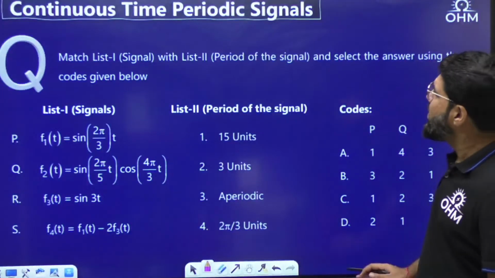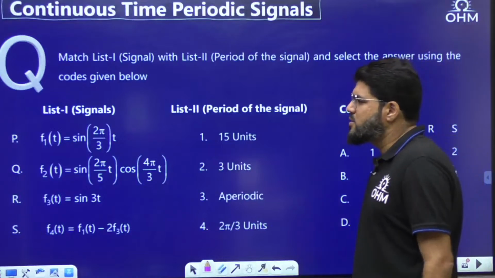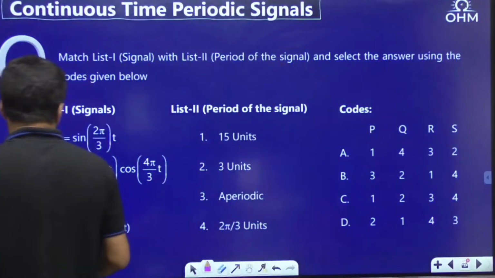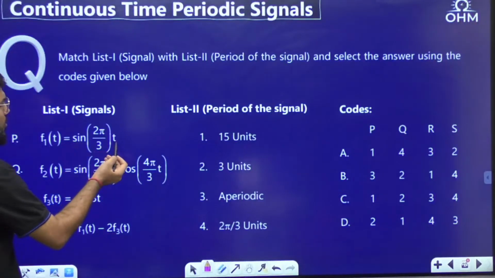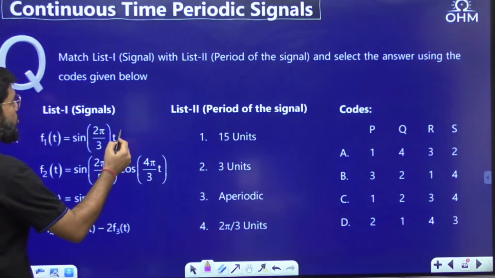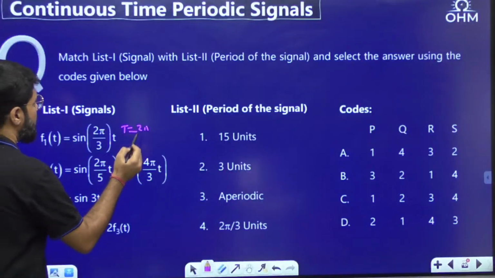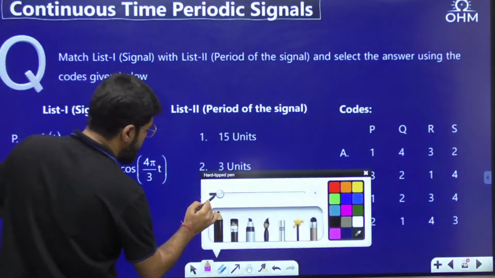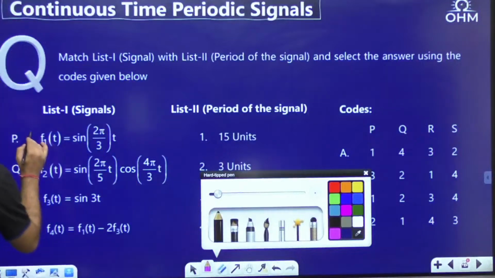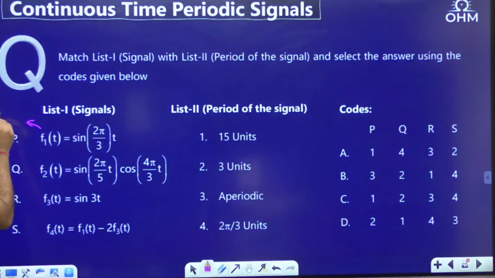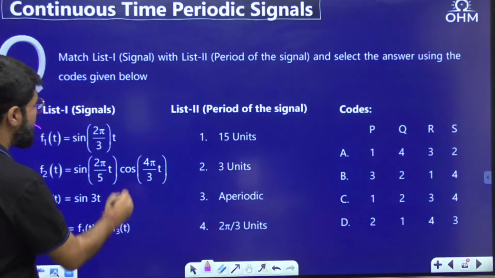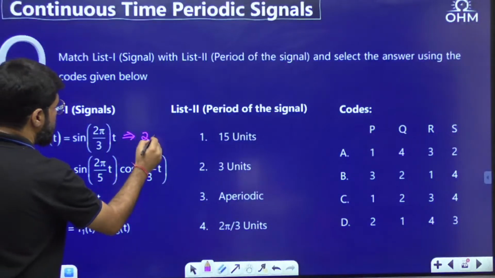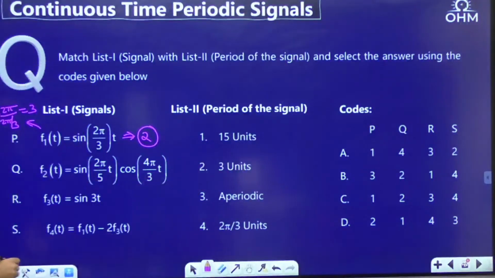Okay, so we have to match the following. We just have to match the columns here. Let's complete F1 and F3 first. What is the time period for F1? Sine 2 pi by 3. We have to match the period 2 pi upon 2 pi by 3. So what is this time period? 2 pi divided by omega, 2 pi by 3, so this is equal to 3. That goes with statement number 2 in list 2.